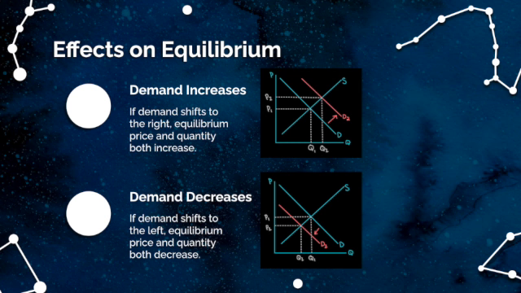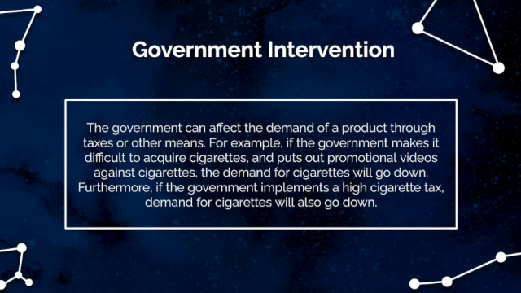The government can affect demand of a certain good or service through many ways, through taxes or other means. For example, if the government makes it difficult to acquire cigarettes, like putting them in a closed case, and puts up promotional videos against cigarettes, then the demand for cigarettes will go down. Furthermore, if the government implements a high cigarette tax, then the demand for cigarettes will also go down.